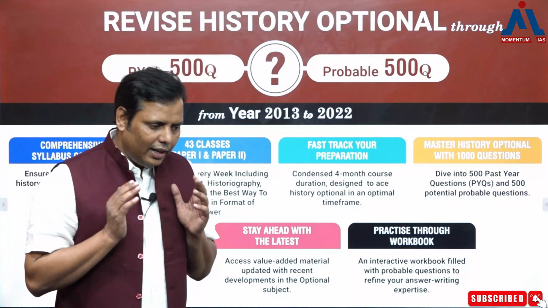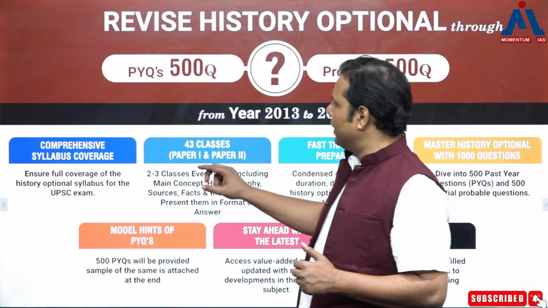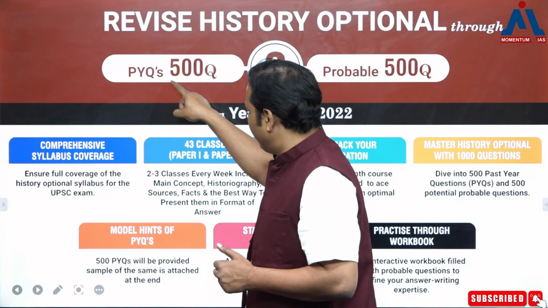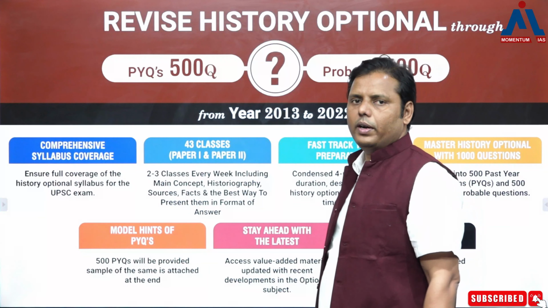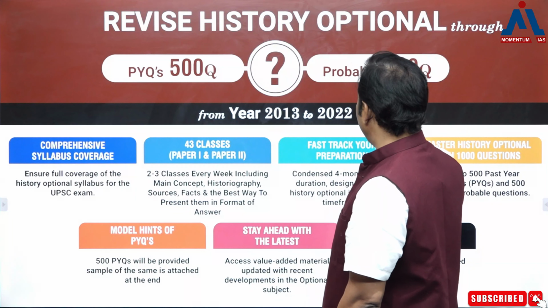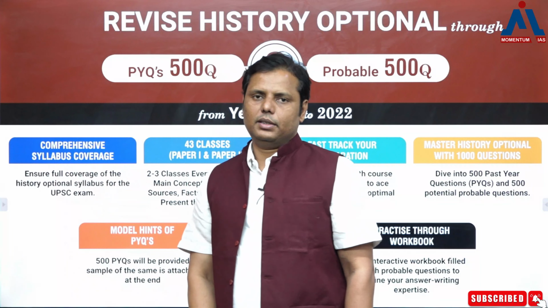So basically if I summarize this, I'll tell you two things, that basically we are going to cover 500 questions of the previous years. That's the first thing. And the second thing, the possibilities of the areas, the themes, that is also included here. And through these questions, the PYQs and the probable questions, we are going to cover the syllabus comprehensively.